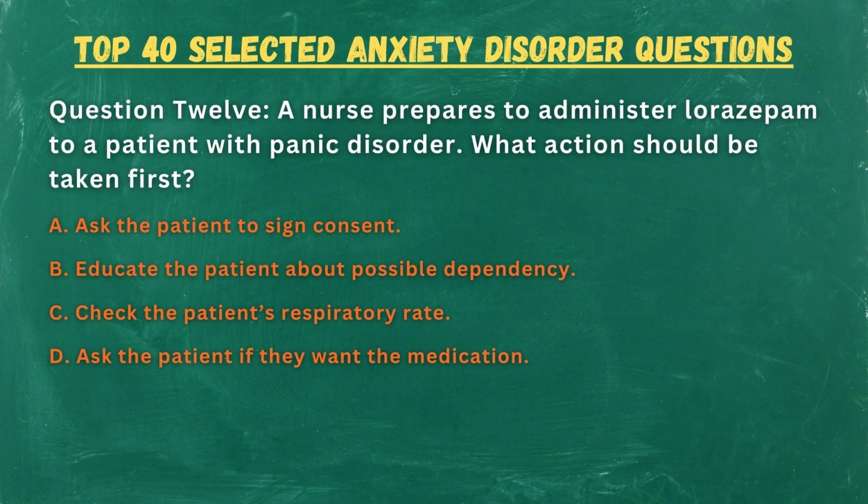A. Ask the patient to sign consent. B. Educate the patient about possible dependency. C. Check the patient's respiratory rate. D. Ask the patient if they want the medication.